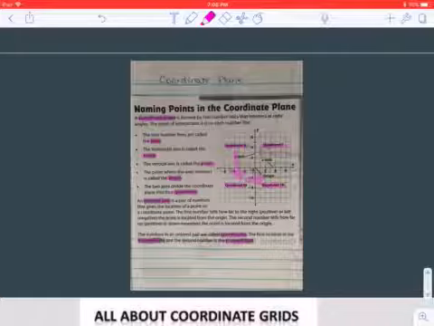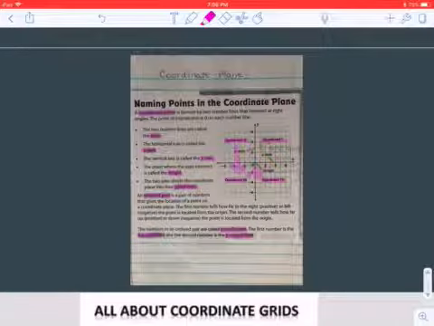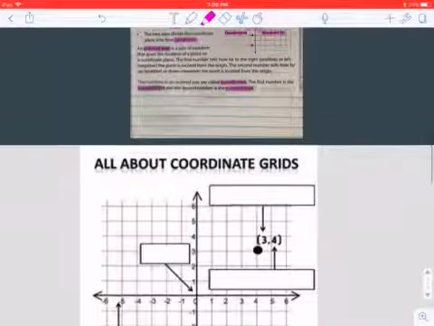Now make sure you have these things highlighted because this will also help you with your little quiz at the end of this. And you will need to have those highlighted when Mrs. Simpson reviews.